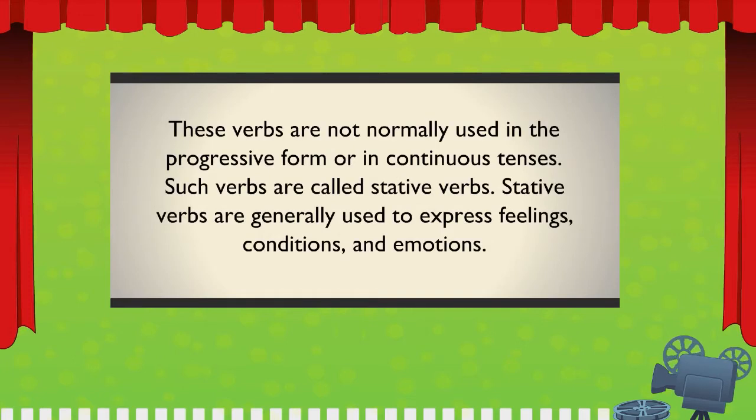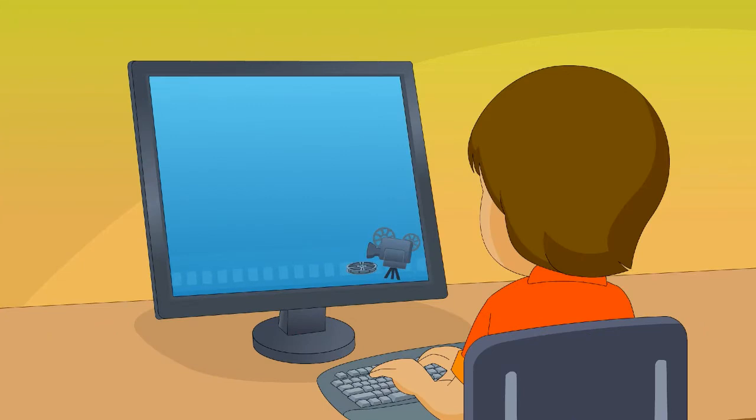These verbs are not normally used in the progressive form or in continuous tenses. Such verbs are called stative verbs. Stative verbs are generally used to express feelings, conditions, and emotions. Let's look at some examples.